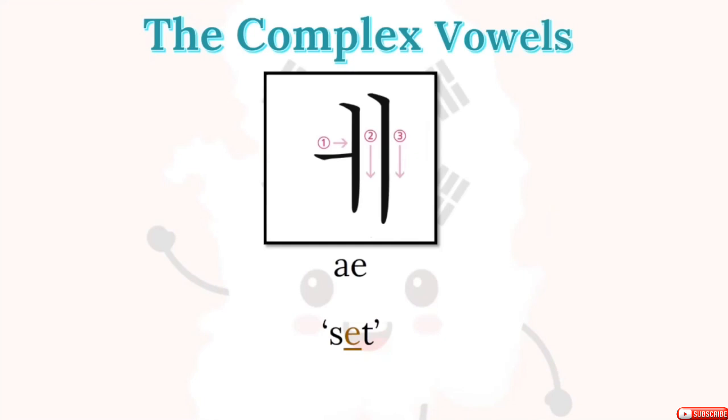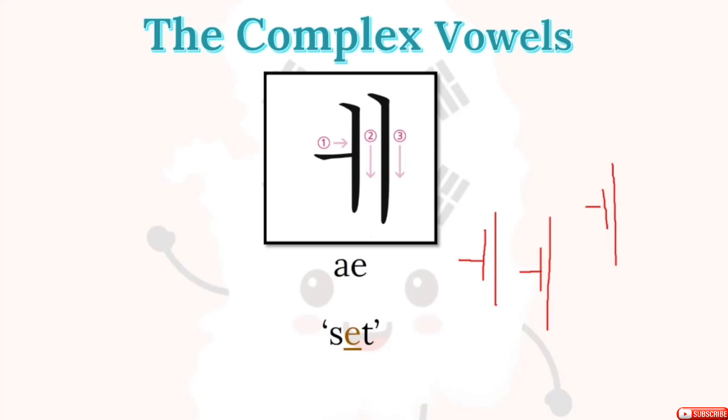A little bit shorter compared to the first one, and it sounds like the English word set, se, and the correct way to write this: 1, 2, and 3. Just like that. Eh.